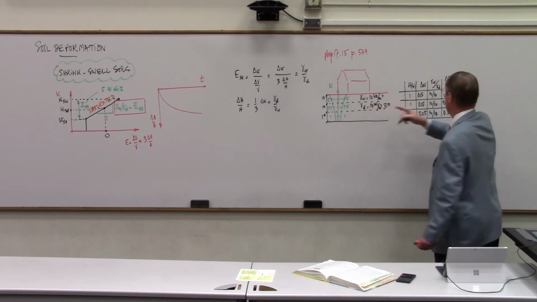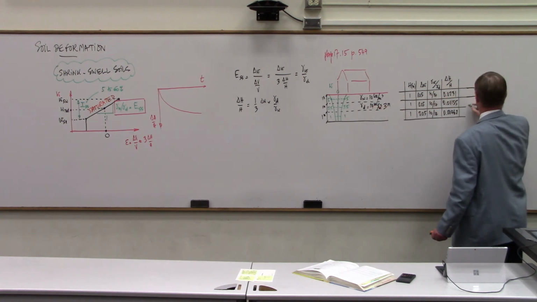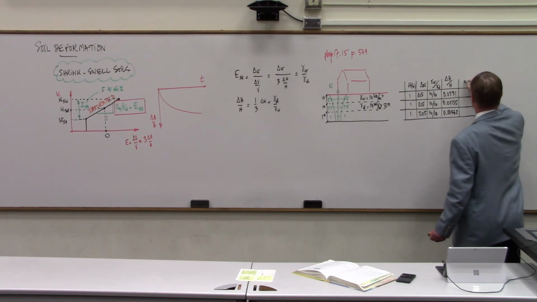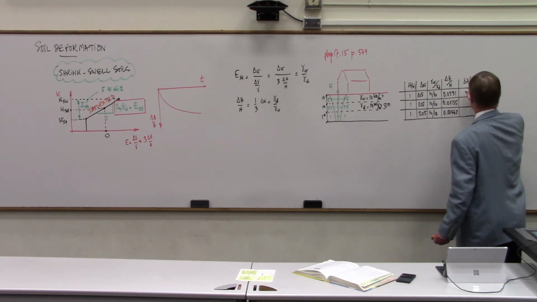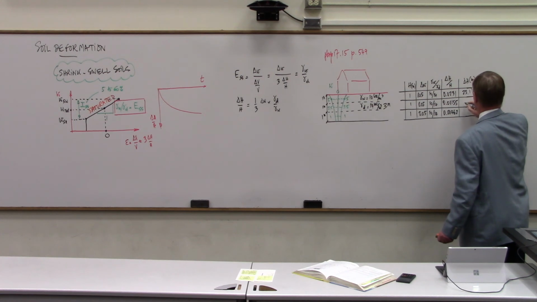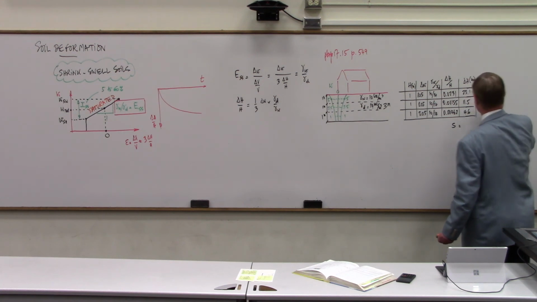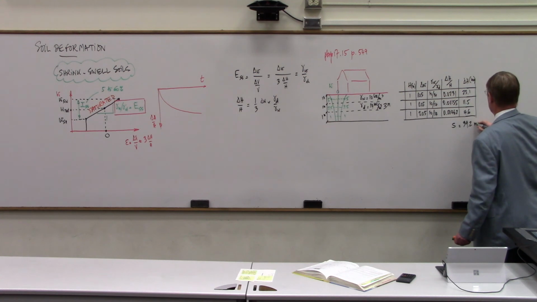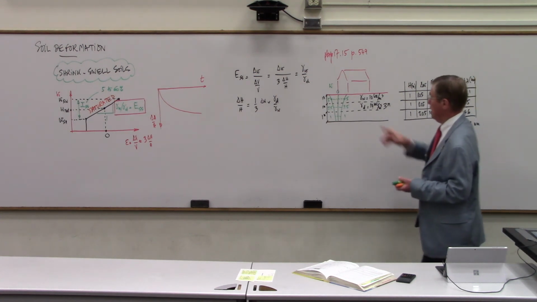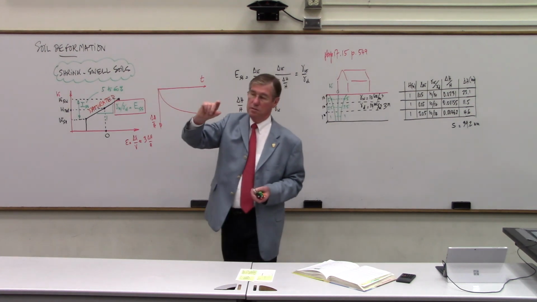So I multiply by 1,000 to get it in millimeters. So delta H in millimeters is going to be 23.1, 11.5, and 4.6. And then the total movement here, the swell or shrink, is going to be the sum of this. So how much is that? 34, 38, 39.2 millimeters. So that means the edge of the house is going up that much.